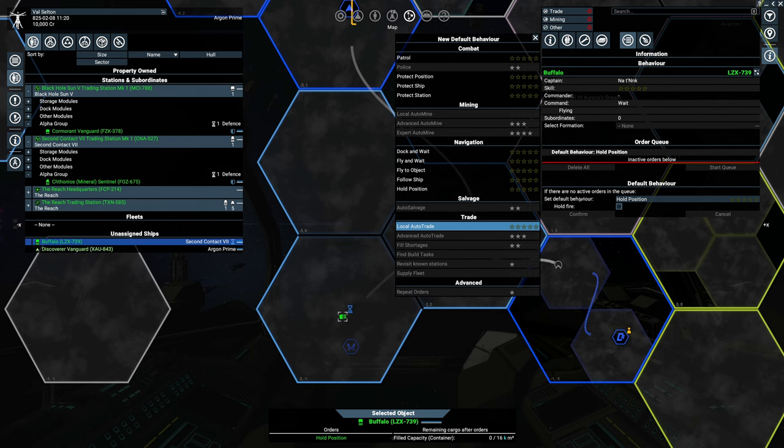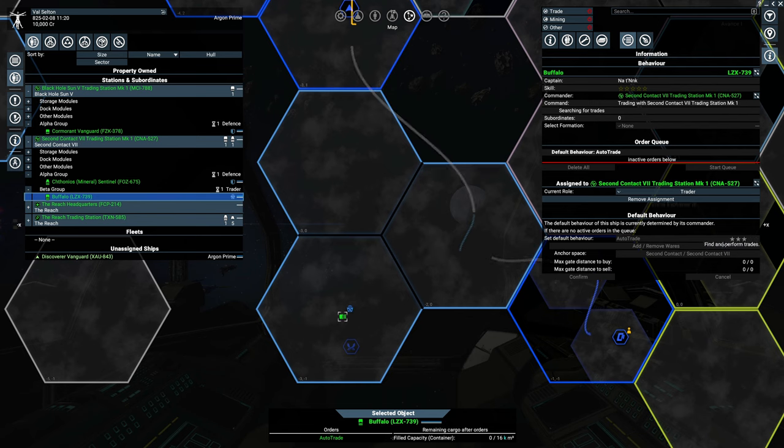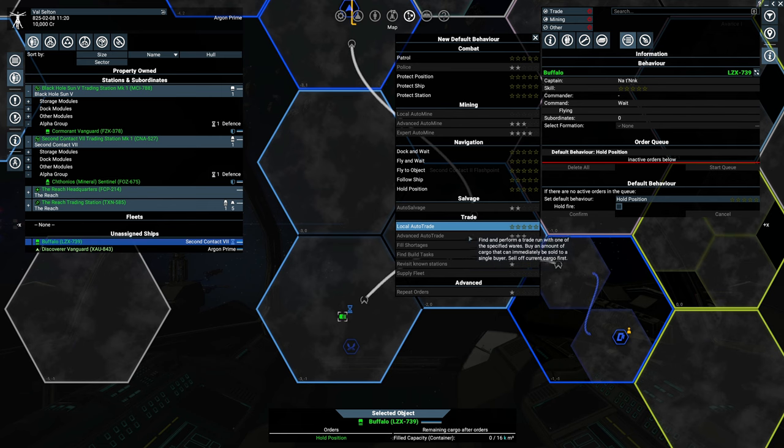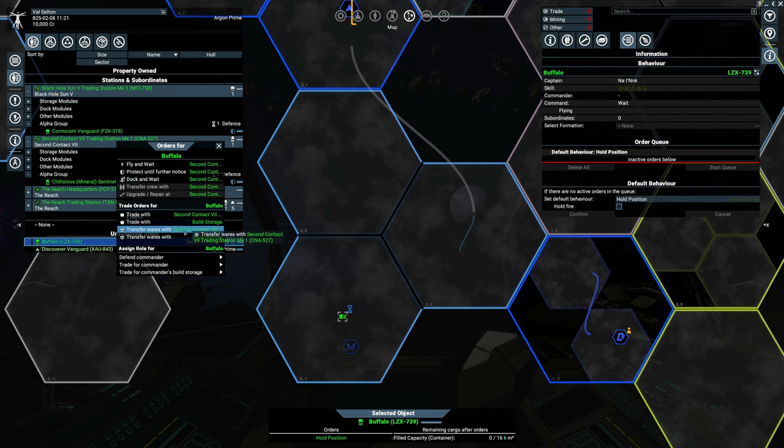Whereas when you go to trade for commander, you'll notice it now improves the trade automatically to auto trade. If you didn't know what auto trade was, if we remove this, it should hopefully show us. It's local auto trade, the advanced auto trade, because it's 3-star, if you remember. Find and perform a trade run with one of the specified wares, so you still have to specify the ware. Buy an amount of cargo that can immediately be sold to a single buyer. Sell off current cargo first. So it still does that. However, it will now traverse the jump gate, which is what we want. So, trade for commander.